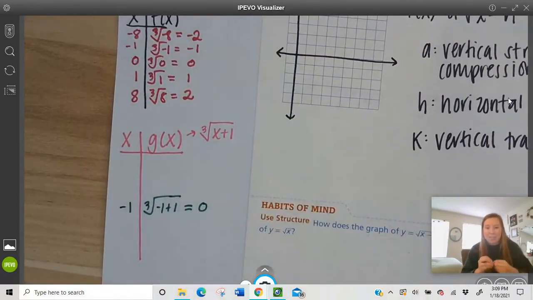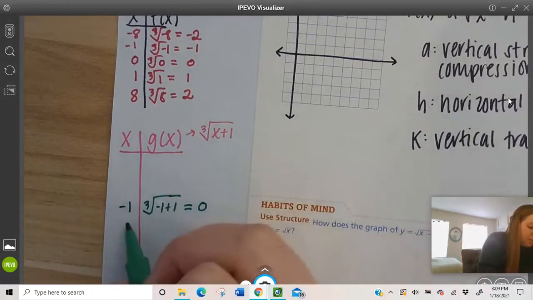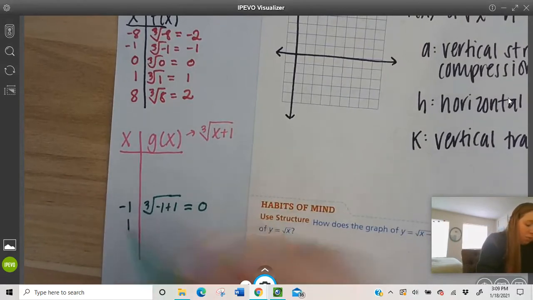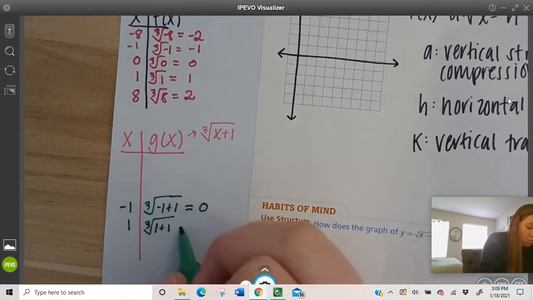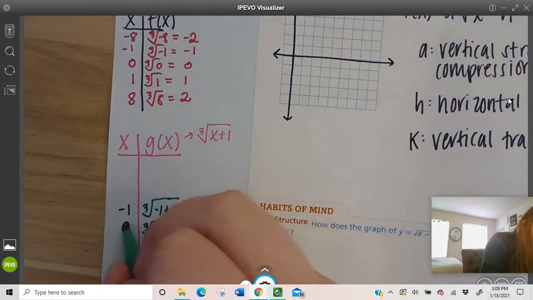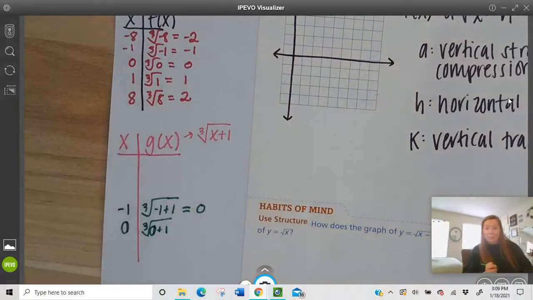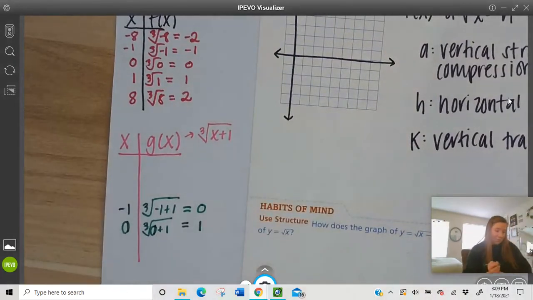So I'm always looking for that initial point, and then I want to go up from there. What's going to make the cube root 1? So what does my x value have to be to get 1 underneath my cube root? It has to be 1. So we'll take the cube root of 1 plus 1. Wait, that's 2. It has to be 0. 0 plus 1 is 1, and the cube root of 1 is 1.